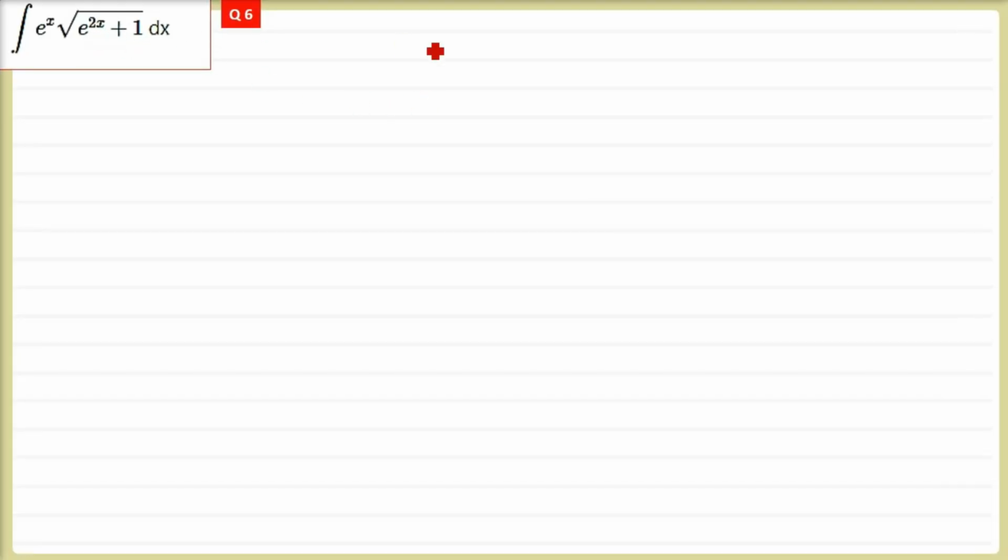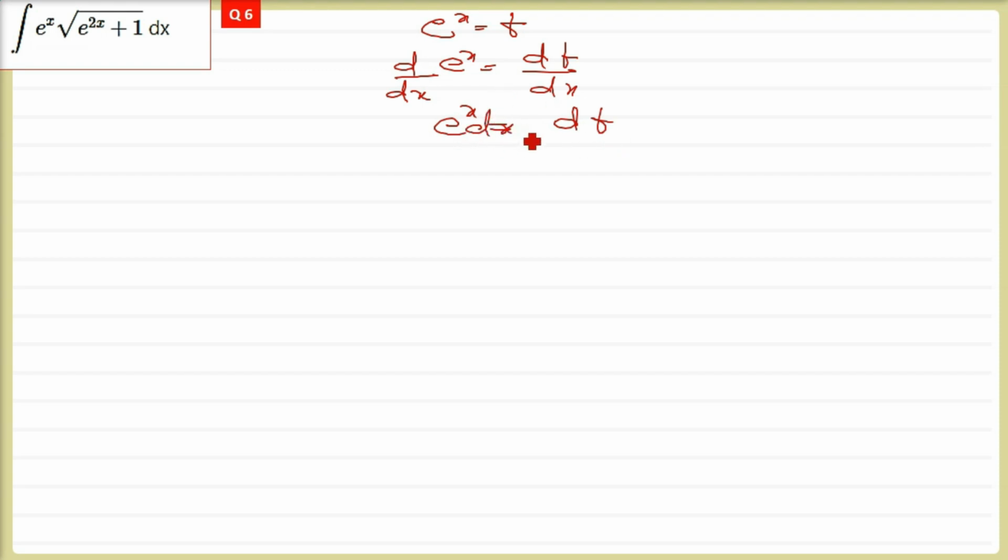In the same way, we can see that e raise x will always give you e raise x. So if we take e raise x as t and differentiate both the sides, e raise x will be e raise x and t differentiation will be dt by dx. So you can write e raise x as dt by dx, and then you can get a dt by multiplying this dx on the left side. So dt will be equal to e raise x dx.